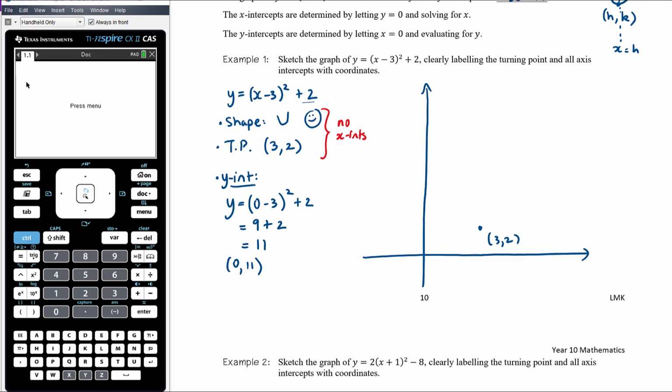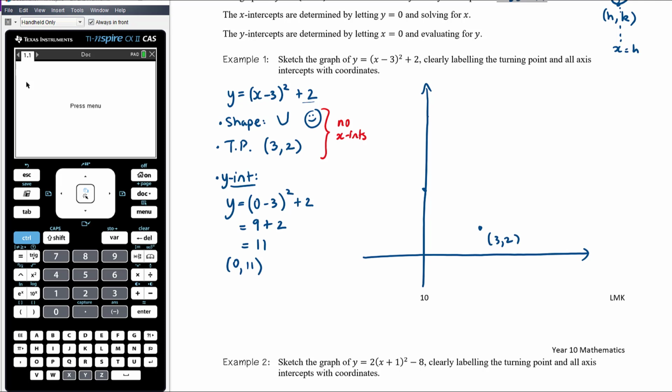My y-intercept is at 11, which is quite a lot bigger than 2, so it doesn't need to be perfectly precise, but you don't want it to be here, because the suggestion there would be that that distance is 9 and that distance is 2. Okay, your scale's too far out of whack. So you want to make sure that you've got your y-intercept quite high up.